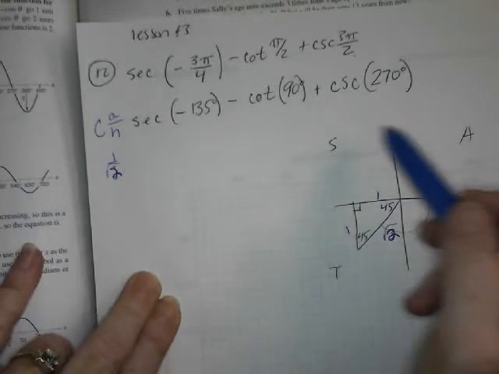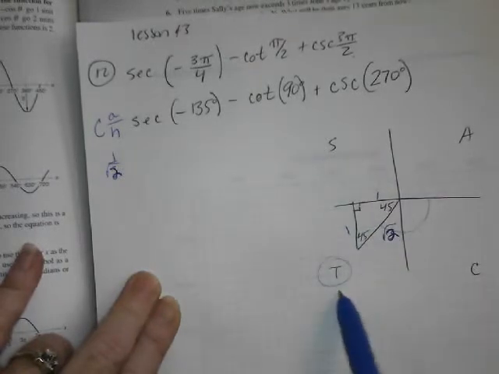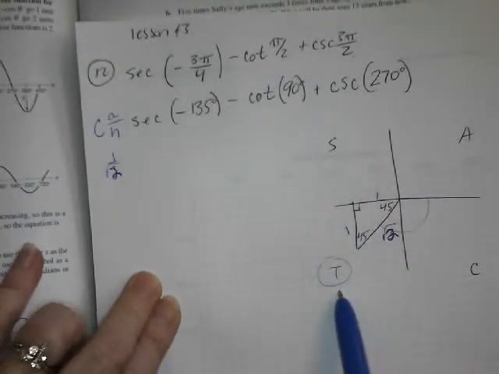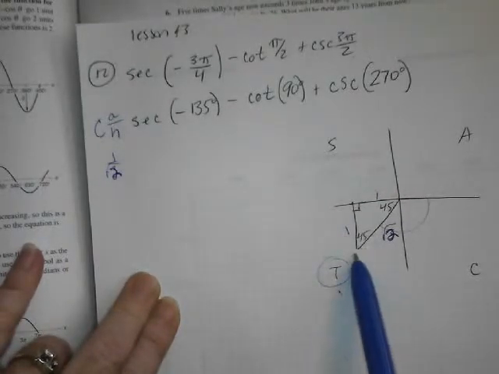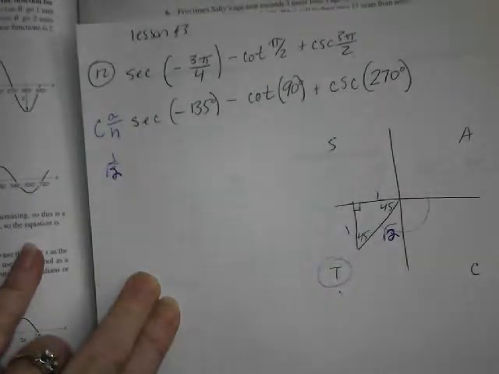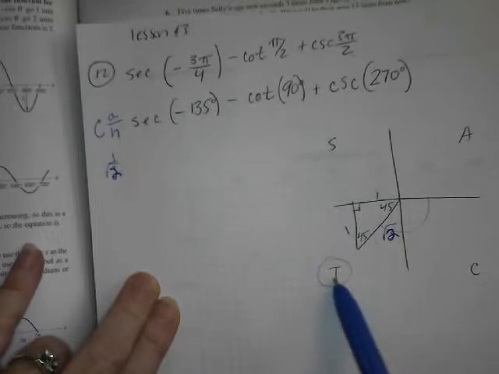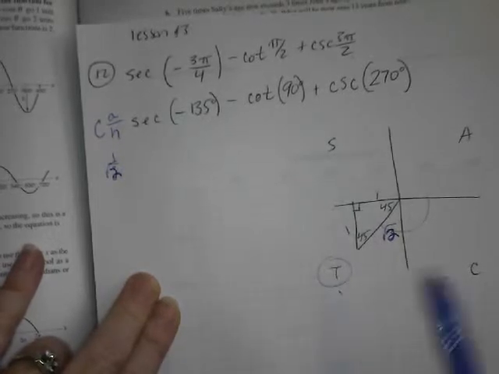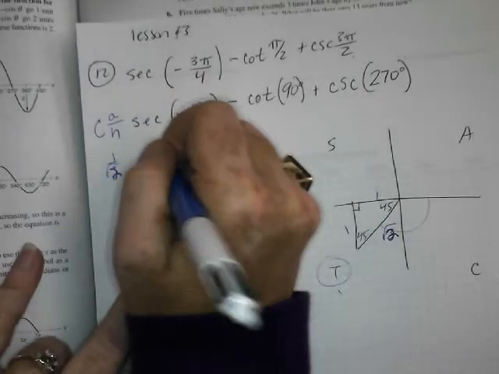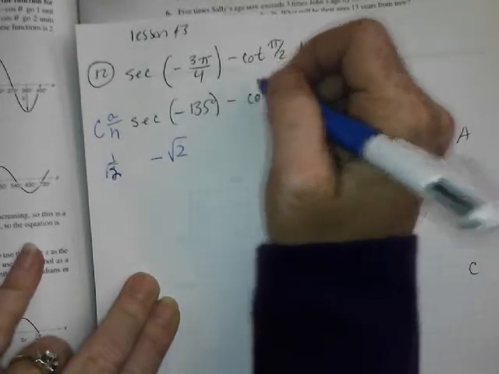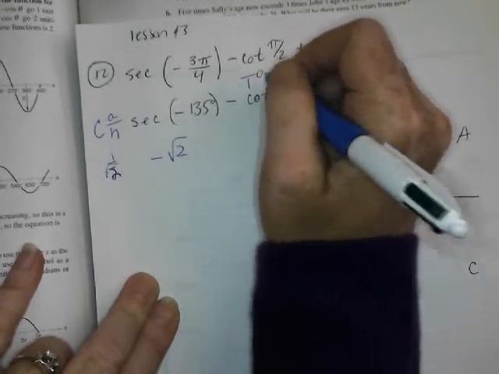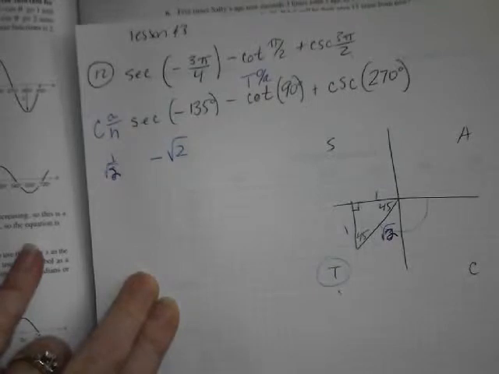And is it positive or negative? It's in quadrant 3. So what do you think, Cameron? Do you think my secant is going to be positive or negative in this quadrant? Negative, yeah, because only tangent and cotangent are positive here. So it's going to be negative root 2. Is that okay? Because we flipped it. And then cotangent's reciprocal is tangent, and that's the TOA of SOHCAHTOA.